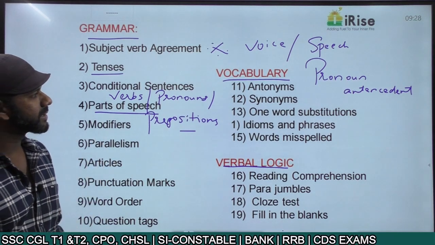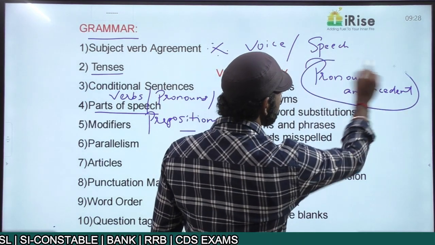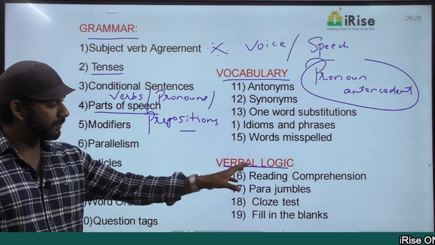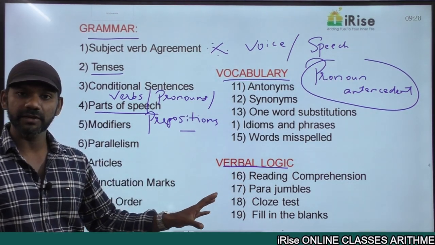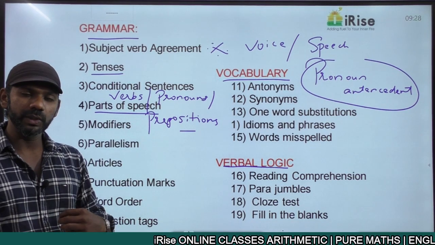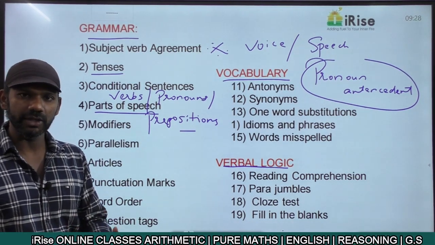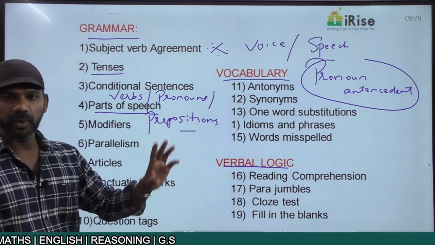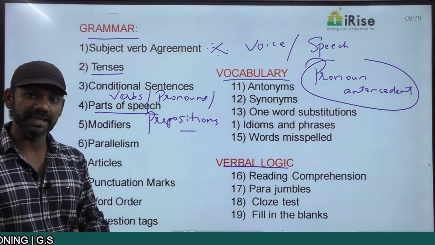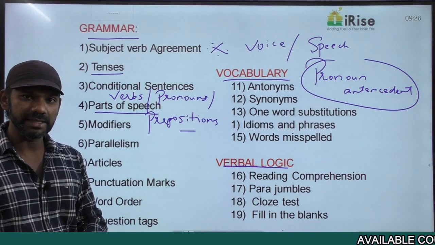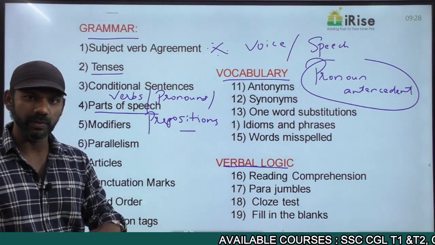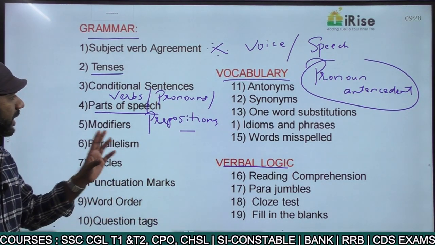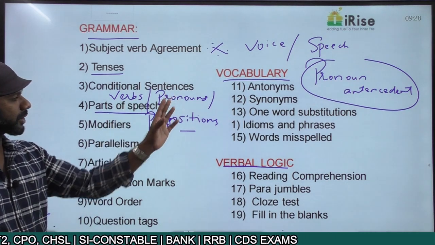This concept will surely help us a lot while approaching grammar-based questions and verbal logic-based questions like reading comprehension, parajumbles, cloze test, and fill in the blanks. In fact, we cannot move on to cloze test, parajumbles, and reading comprehension without a good knowledge of pronoun antecedent. This is one of the important concepts that will help us solve verbal logic questions as well, apart from grammar-based questions. So in parts of speech, our primary focus must be on verbs, pronouns and prepositions.